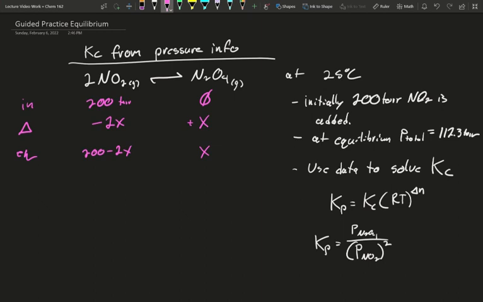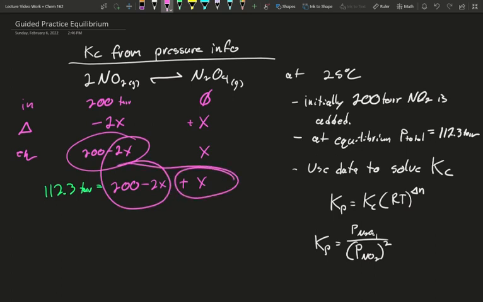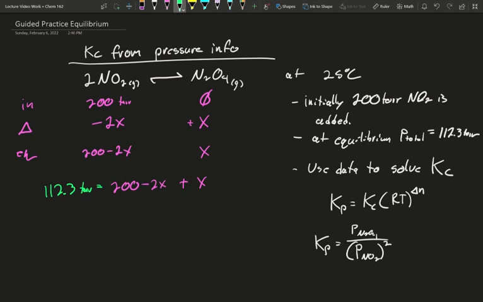Well, we know the total pressure. What's the total pressure? It's going to be the sum of the 2 things. So 112.3 torr must equal the 200 minus 2x plus the x. It must equal whatever's left of our starting material plus whatever amount of product we have. Which really means that 112.3 torr is going to equal 200 minus x. Minus 200 from both sides, adjust the negative. Our x is going to equal 87.7 torr.